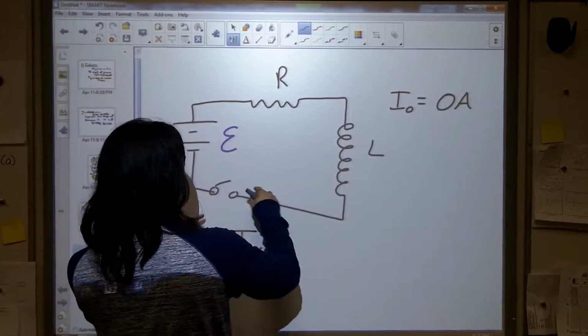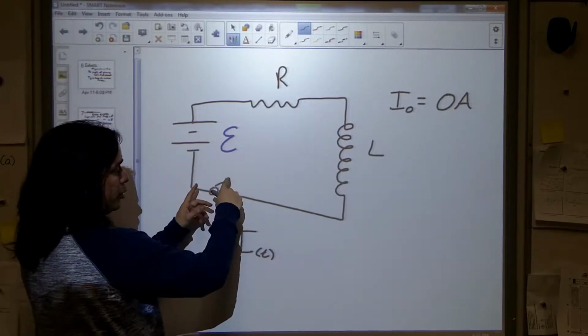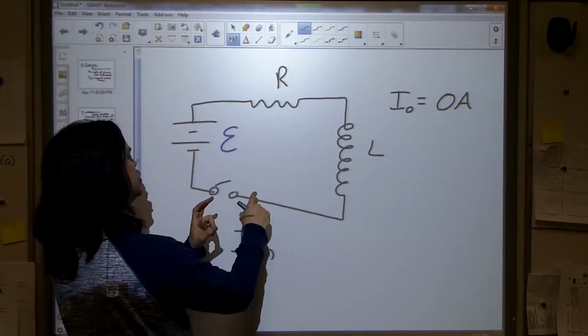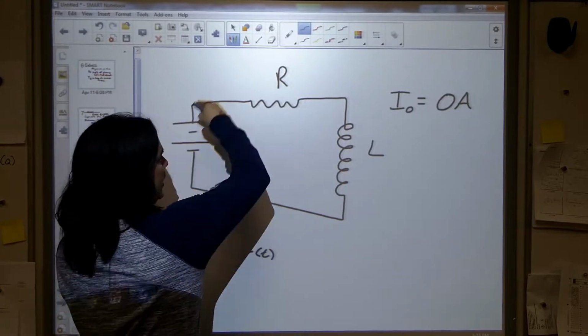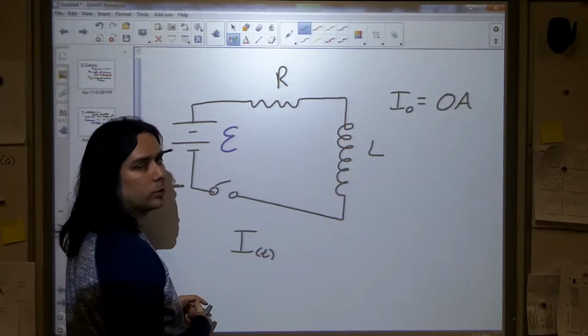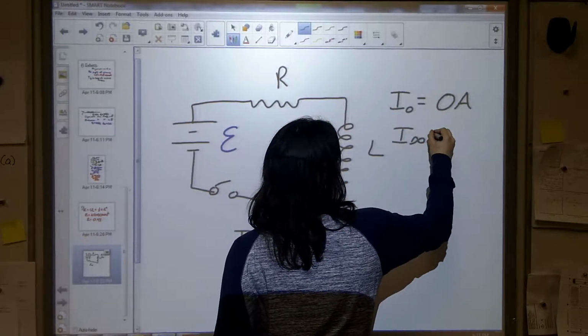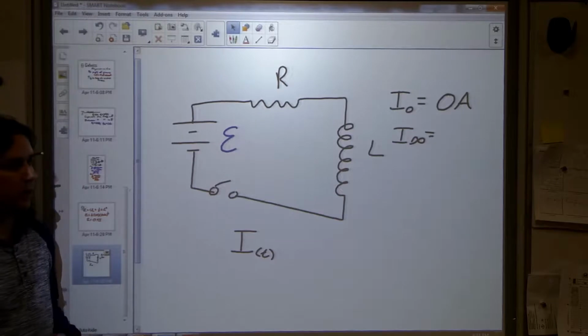How do I know that? Well, we started before we closed the switch. There's no current going through, which means the inductor is going to hold it at that for a fraction of a second until it slowly starts climbing up from 0 and starts building to whatever current we end up with. Great. I of infinity. By infinity, we just mean we give it a really, really long time.